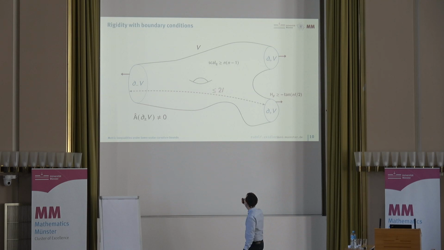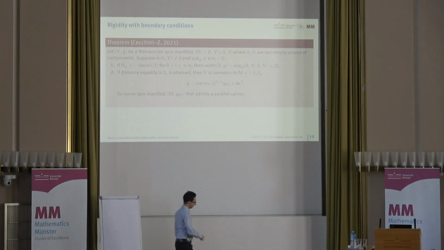And then the prediction is that you have this upper bound on the distance depending on this lower bound on the mean curvature. And in fact, what we also know is that if we're in this situation and we have equality of the distances, we have rigidity. In the sense that if we have equality, then the manifold is isometric to a warped product, and the warped product is precisely the same warped product as in the example that we considered. And in fact, the cross-section in that case will have to be Ricci flat. In fact, it's a manifold that admits a parallel spinor.